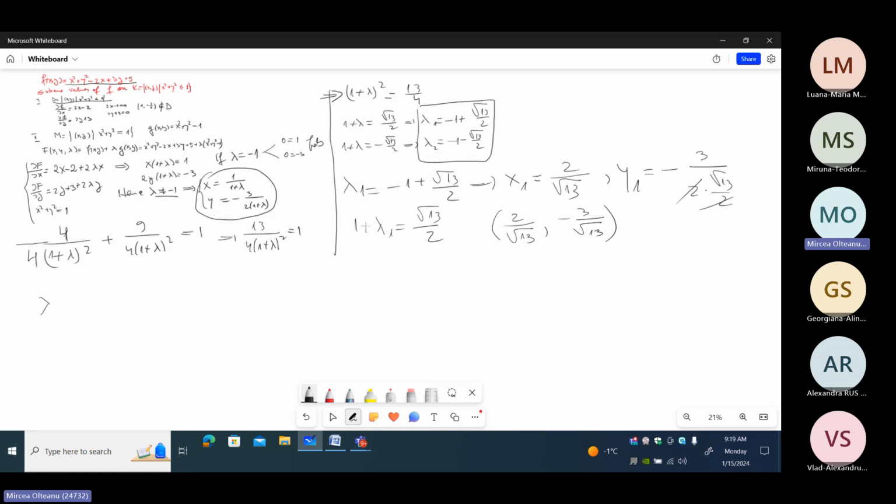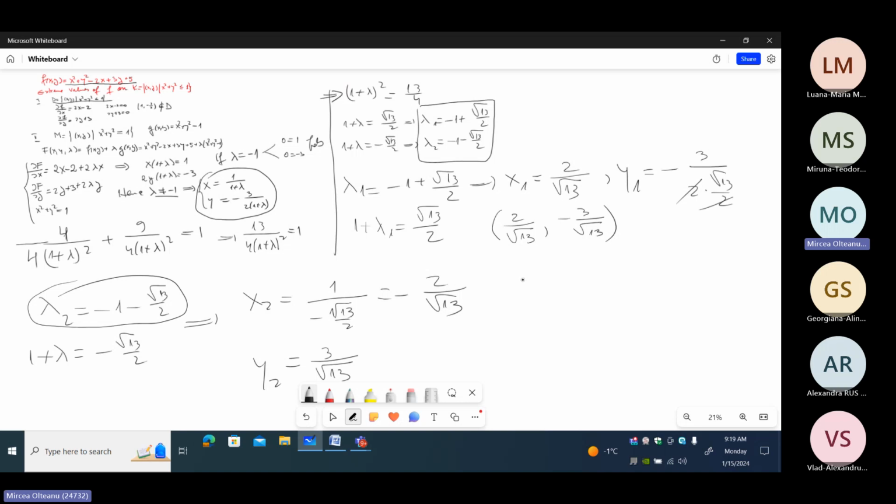Now, if lambda equals the other value, minus 1 minus root of 13 over 2, in this case, 1 plus lambda will be minus root of 13 over 2. So x2 will be 1 over minus root of 13 over 2, which is negative 2 over root of 13. And y2 will be 3 over root of 13. So here, for lambda equals this value, we have the candidate (x2, y2) given by minus 2 over root of 13 and plus 3 over root of 13. So our candidates are only 2 points.